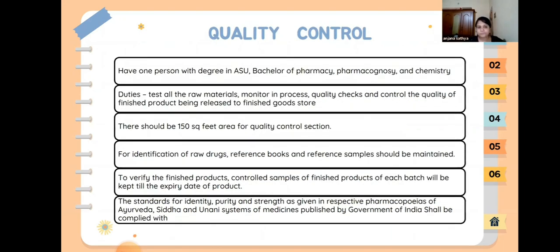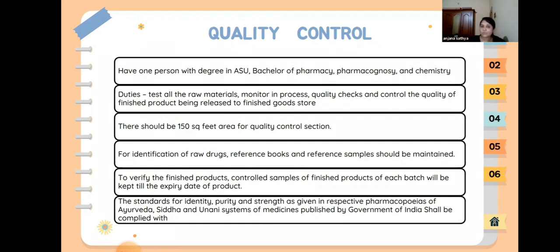Next is the quality control section. One person with a degree in ASU, that is Ayurveda, Siddha, Unani, Bachelor of Pharmacy, Chemistry, or Pharmacognosy, can be the head of the quality control section. The duties are to test the raw material, monitor in-process manufacturing of Ayurveda, Siddha, Unani medicine, and quality control of each Ayurveda medicine after the preparation. There should be a space of 150 square feet for the quality control section in the production plant. And for identification of raw material, a reference book and reference samples have to be maintained.